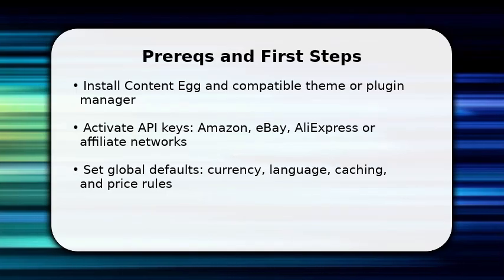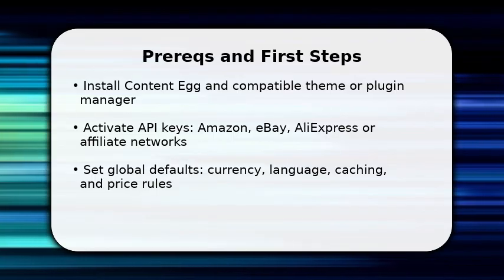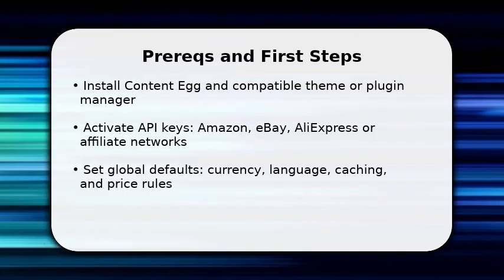Enjoy the video. You already have WordPress and admin access. Install Content Egg and activate it. Next, enable the module for your desired networks and paste API or affiliate keys into the module settings. Once done, set global defaults like currency, language, and caching to avoid inconsistent results.